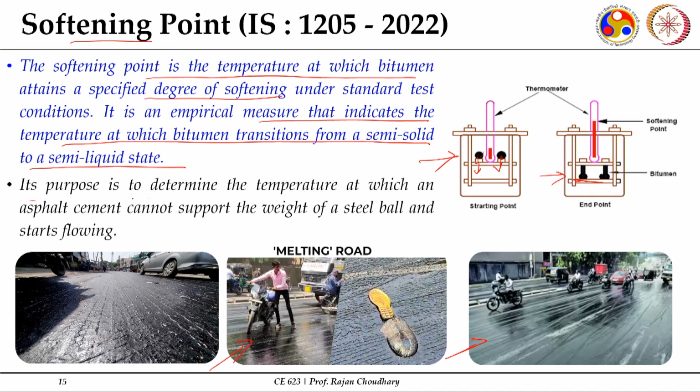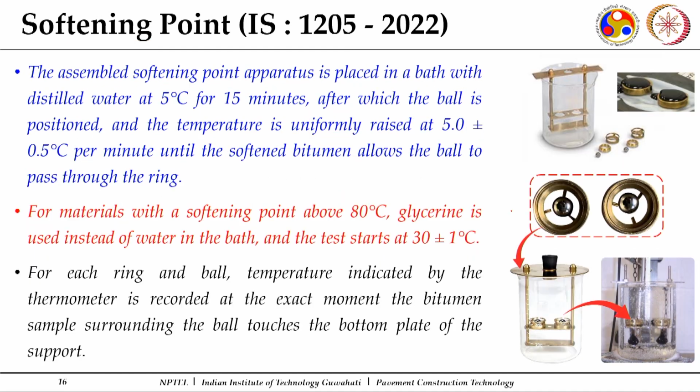So, its purpose is to determine the temperature at which an asphalt cement cannot support the weight of a steel ball and starts flowing. This is what happens. Now, these are some more pictures which show how a softening point test is done.